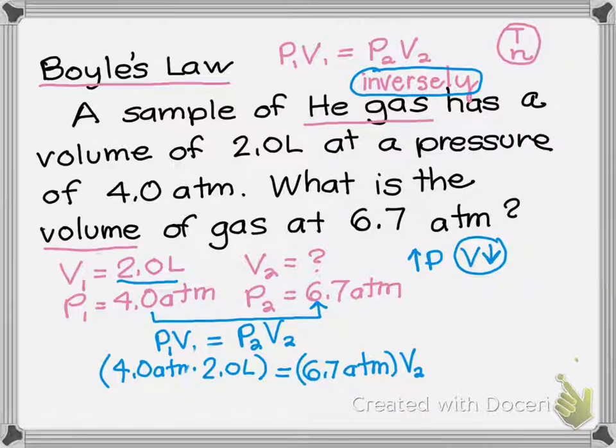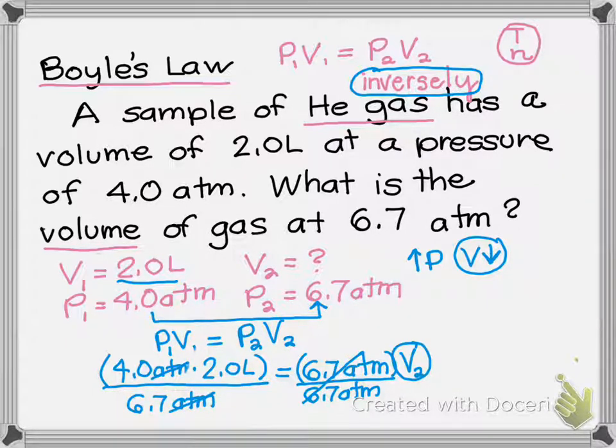If the units are confusing to you, sometimes people take off the units to complete the math. Now I'm solving for volume 2, so I would divide this side by 6.7 atmospheres to have it cancel. Then I would also divide this side by 6.7 atmospheres. The atmosphere units cancel, leaving me with units of liters, which makes sense because I'm trying to calculate a volume. So I would take in the numerator 4 times 2 and divide that by 6.7. And my new volume, when I calculate it, equals 1.194 liters.